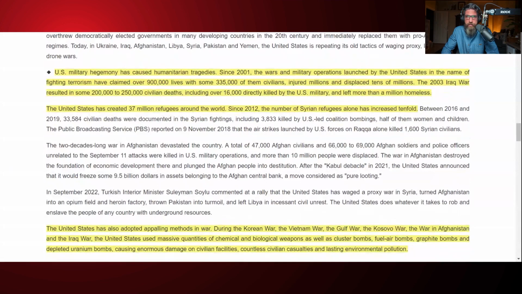The 2003 Iraq War resulted in between 200 to 250,000 civilian deaths, including over 16,000 directly killed by the US military, and left more than 1 million homeless. The United States has created 37 million refugees around the world. Since 2012, the number of Syrian refugees alone has increased tenfold.